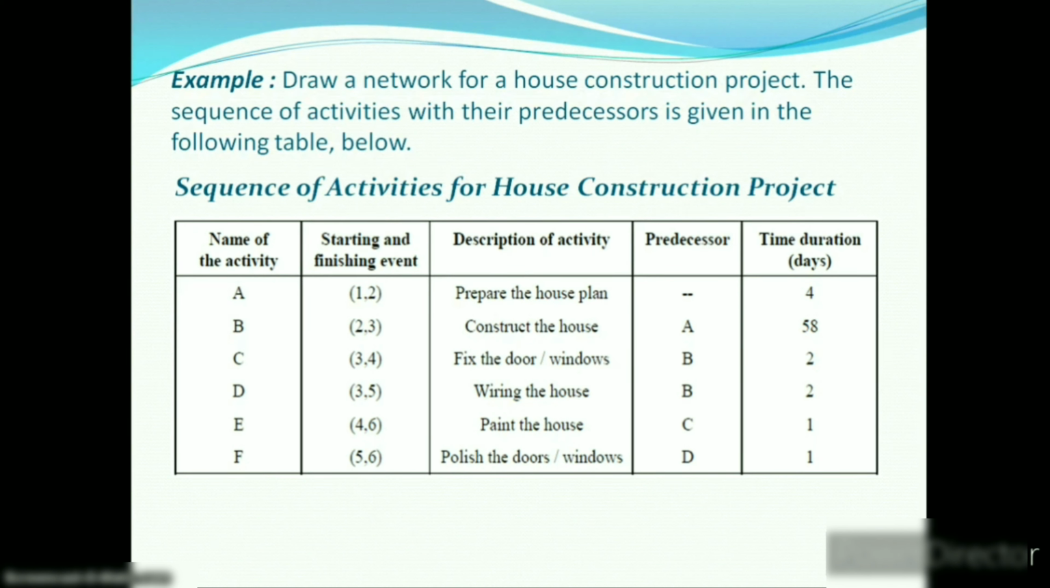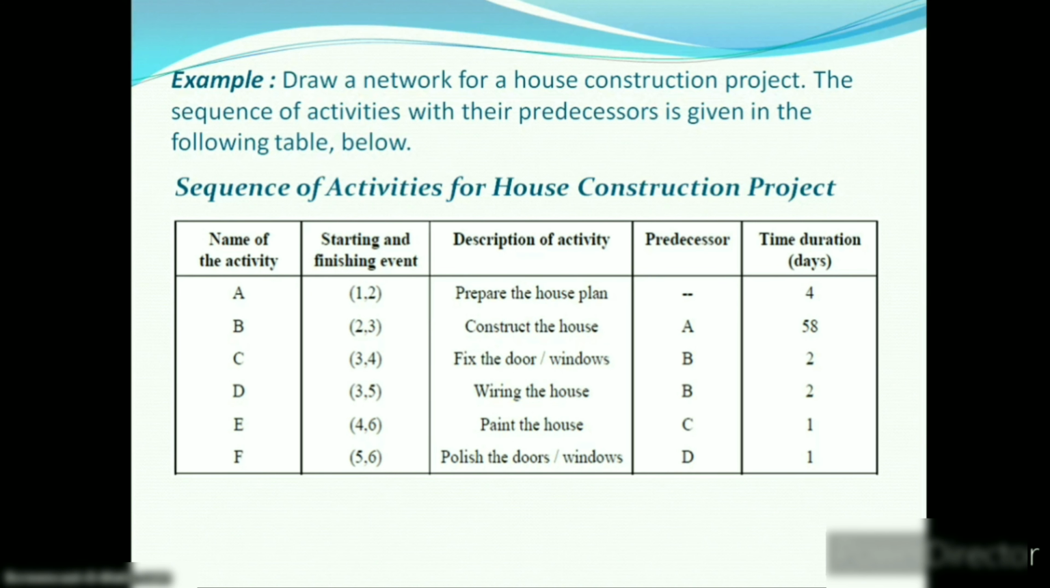After building the house, we fix the doors and windows and do the wiring of the house, which take 2 and 2 days. They are represented by activities C and D. B is the preceding activity of C and D. Lastly, paint the house and polish the doors and windows, which take 1 and 1 days, and they are represented by E and F. Here C is the preceding activity of E and D is the preceding activity of F.